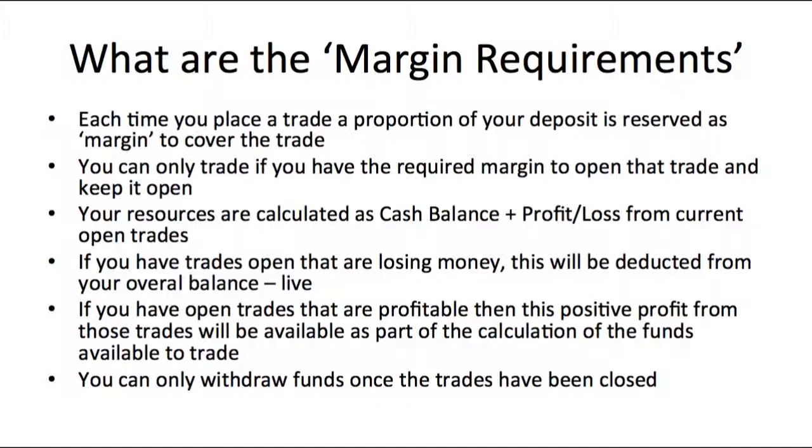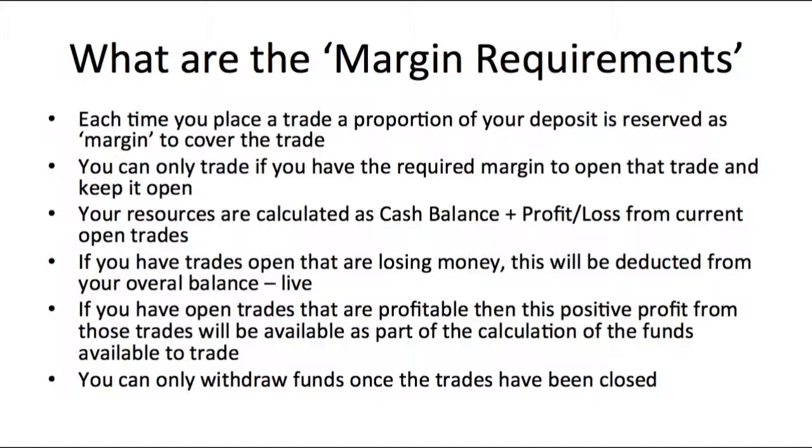So how the margin requirement is calculated is they take your cash balance, so that's the available cash that hasn't been traded, that you've deposited or added to, plus, and this is where it gets interesting, plus any profit or loss from current open trades. So if you have trades open that are losing money, this will be deducted from your overall balance live on an ongoing basis. In as much as if you have open trades that are profitable, then this positive profit from those trades will be available as part of the calculation of the funds available to trade. This is where it gets interesting.